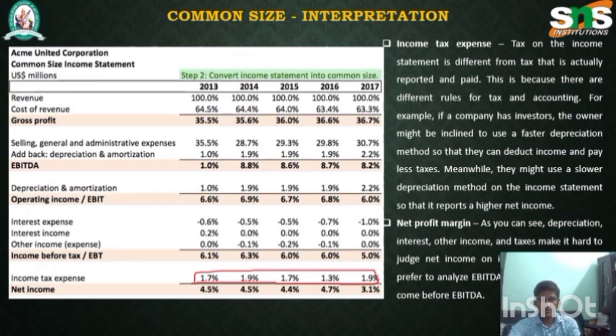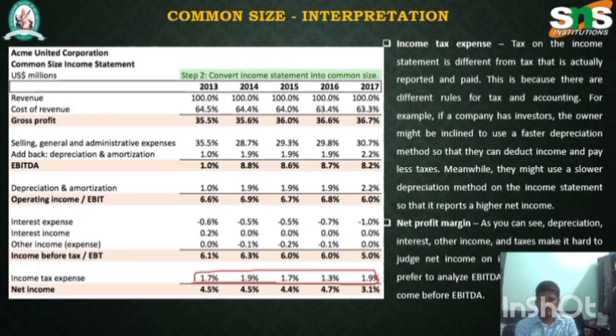At this point, tax on the income statement is different from tax that is actually reported and paid. This is because there are different rules for tax and accounting. For example, if a company has an investor, the owner might be inclined to use a faster depreciation method so that they can deduct income and pay less taxes. Meanwhile, they might use a slower depreciation method on the income statement so that it reports higher net income.